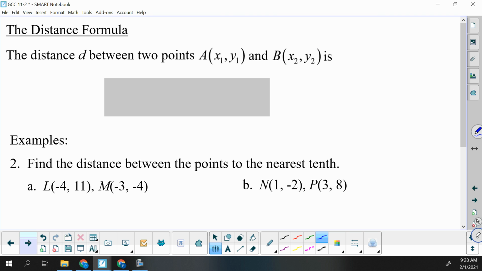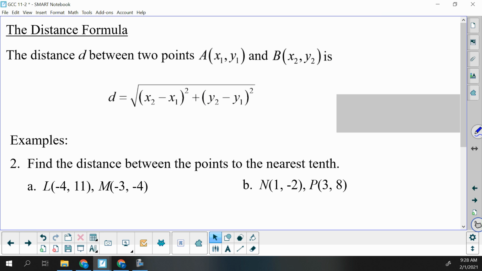So that's all we're going to fill in down in this box here. So you can do your d equals the square root of x2 minus x1 in parentheses squared plus y2 minus y1 in parentheses squared. Note the squared is outside of the parentheses.